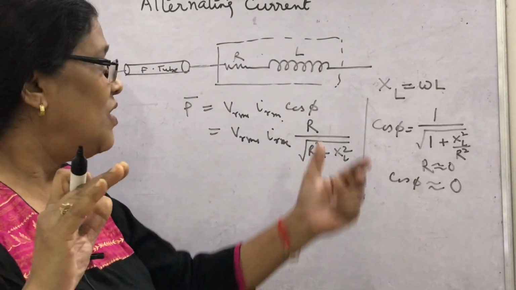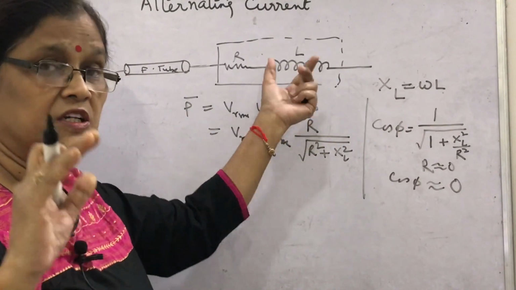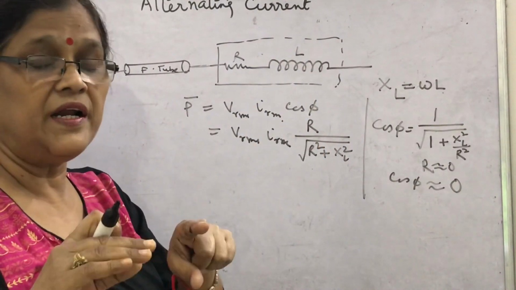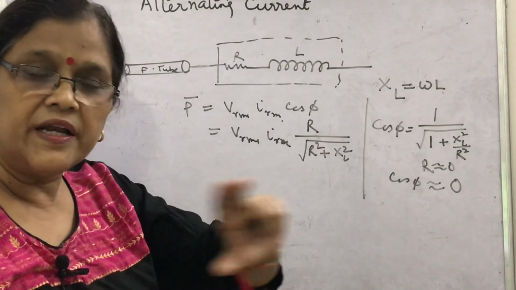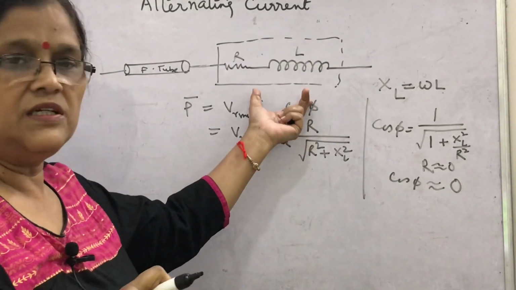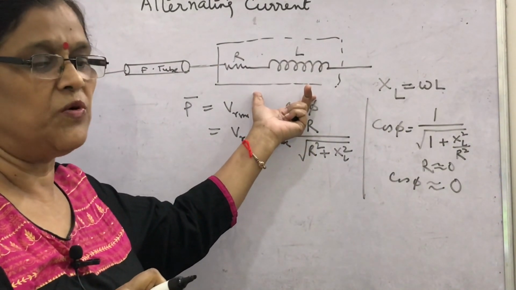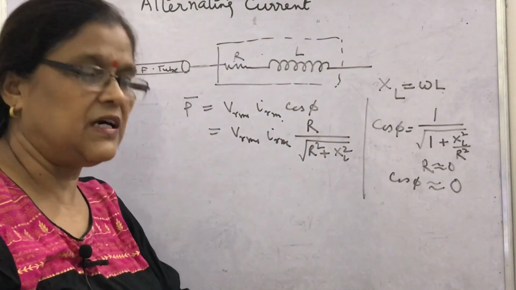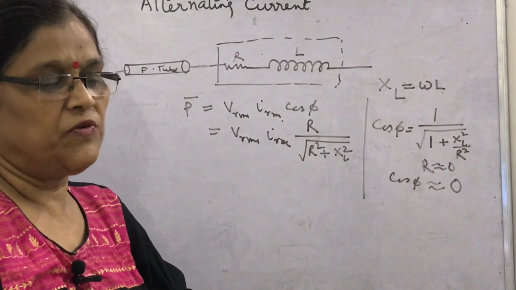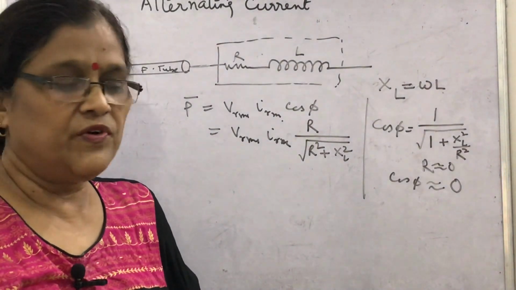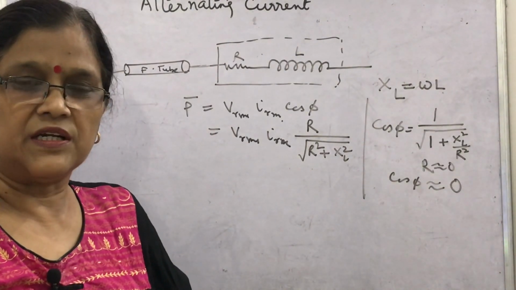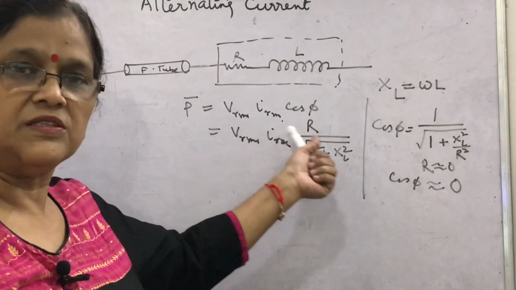So, what is a choke coil? It is used to control the current in an AC circuit with little power loss. This is the function of a choke coil, and it is the question which is asked: why is a choke coil needed in the use of fluorescent tubes within an AC circuit? So, I hope this is the answer.